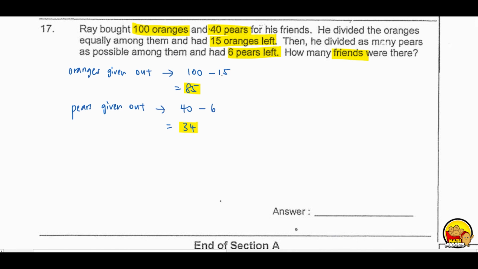Now he divided these fruits, 85 oranges and 34 pears, to the same group of friends. So we need to deal with factors here, 85 and 34. So let's list down the factors. I'll start with 34. Then for 85, 5 times 17. So how many friends were there? The only common factors would be 1 and 17. Therefore, the answer would be 17 friends.